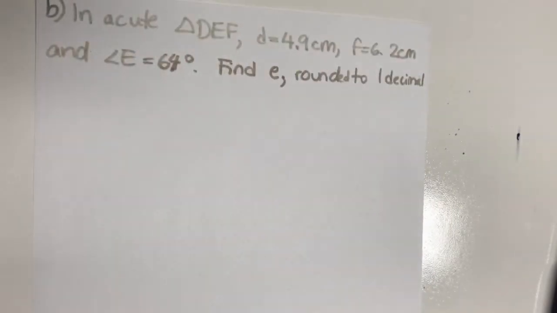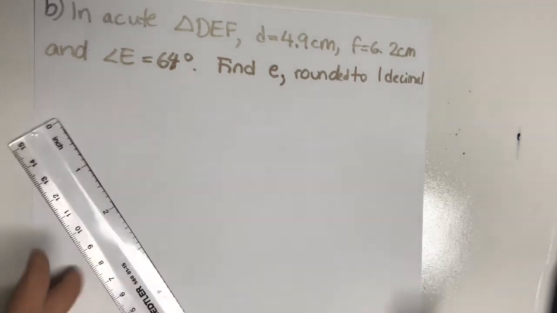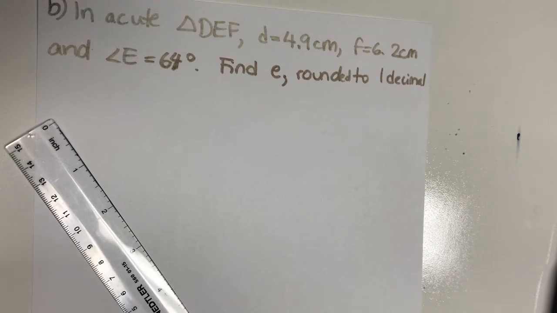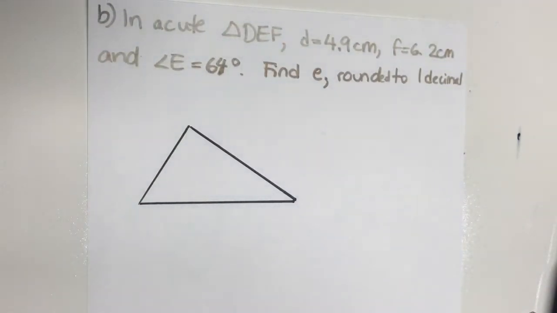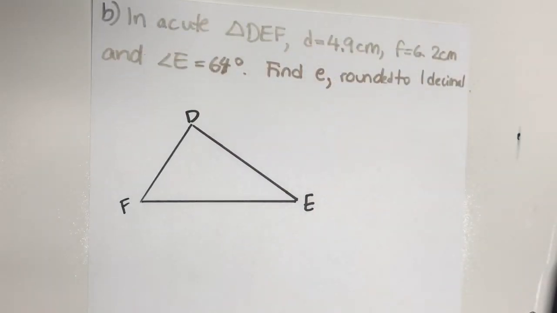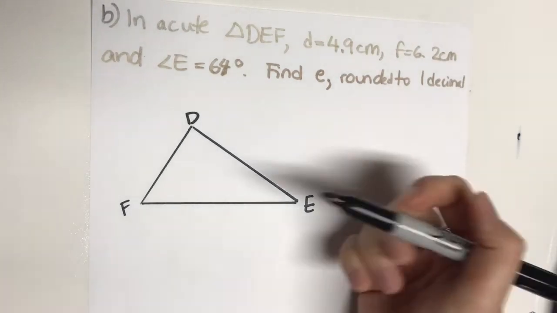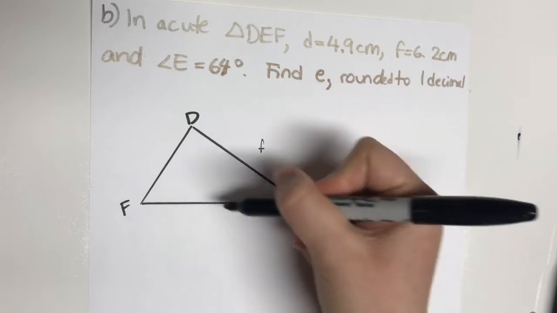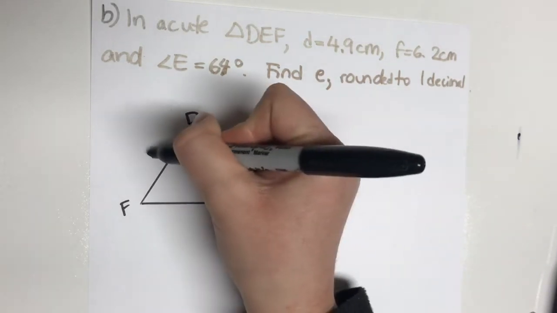In acute triangle DEF, side D is 4.9 centimeters, side F is 6.2 centimeters, and angle E is 64 degrees. Find side E rounded to 1 decimal. I'm going to draw a rough sketch of what this would look like. Okay, so this is not to scale. I'm going to label it F. I'm looking if this makes sense to what the side lengths are. Not really, but that's okay. It's just a sketch. Lowercase f is across, lowercase d is across, lowercase e is across.